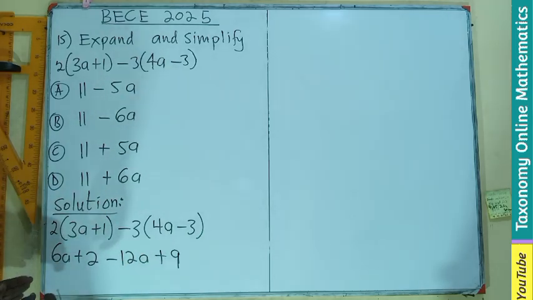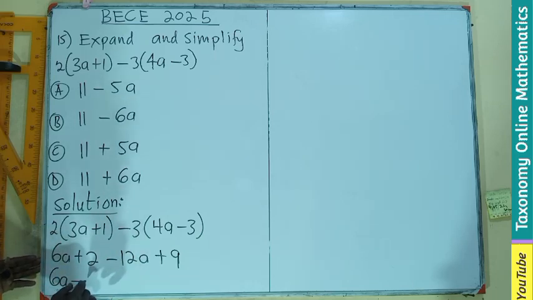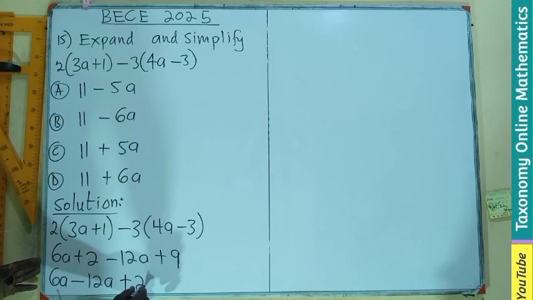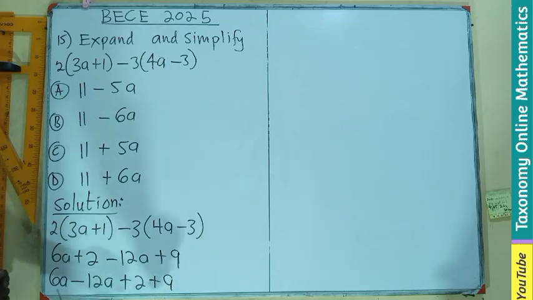So now we can group like terms, as in 6a is having a common factor with the 12a. Remember, there is no equal sign, so no change of the sign of the 12. Then this becomes 2, this becomes what? 9. Okay. Now, this is 6a minus 12a.